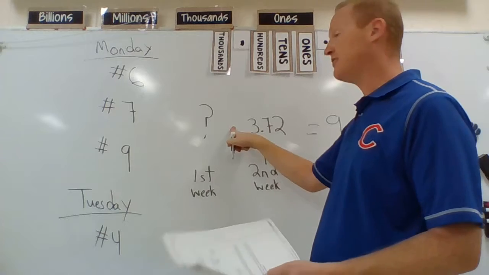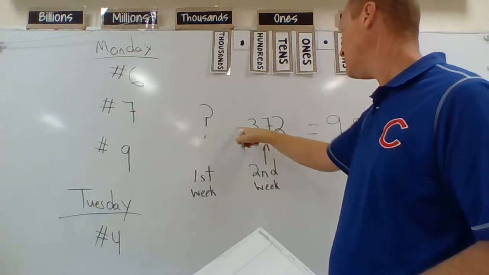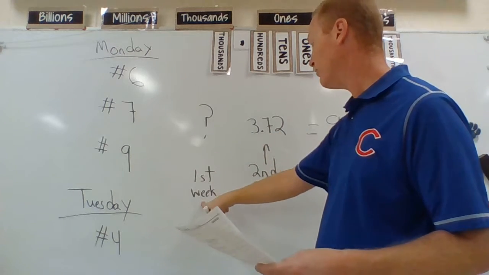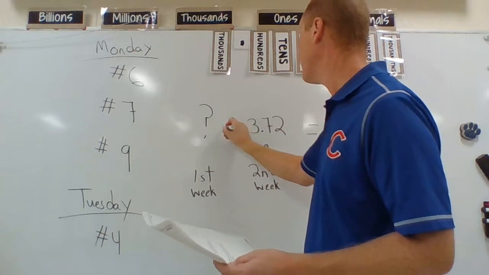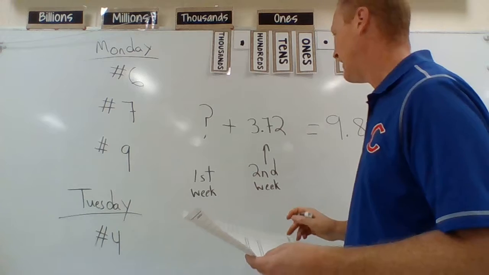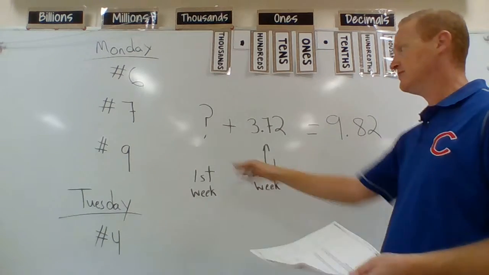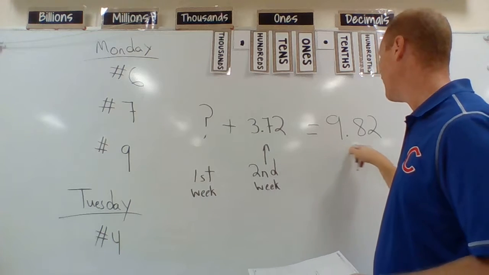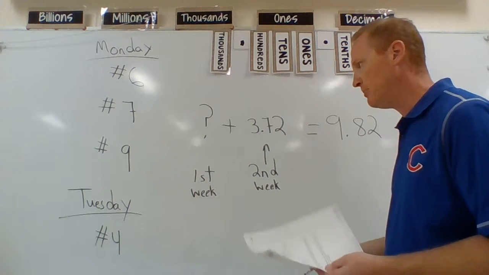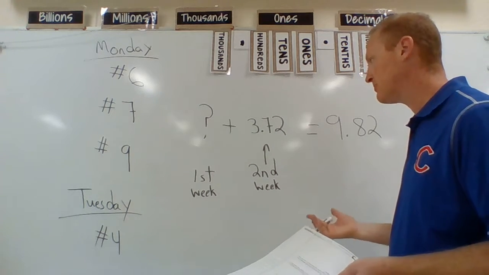What is this? Addition or subtraction? So you need to be able to kind of say, well, week 1 plus week 2 is going to equal the total. So my operation here is going to be addition. Now I have the equation. Some number plus 3.72 equals 9.82. Some people begin to see this right away. Other people need a little bit more help.